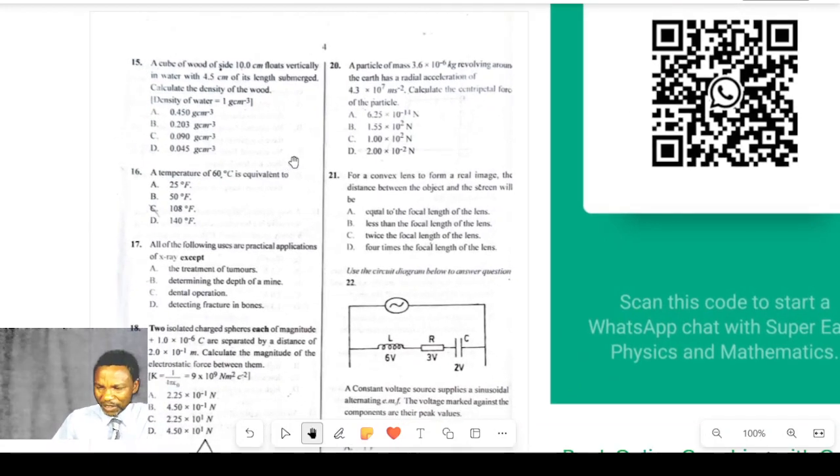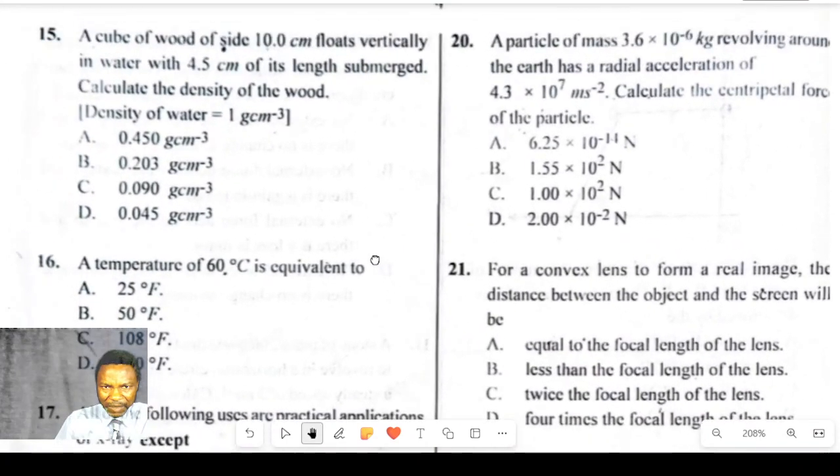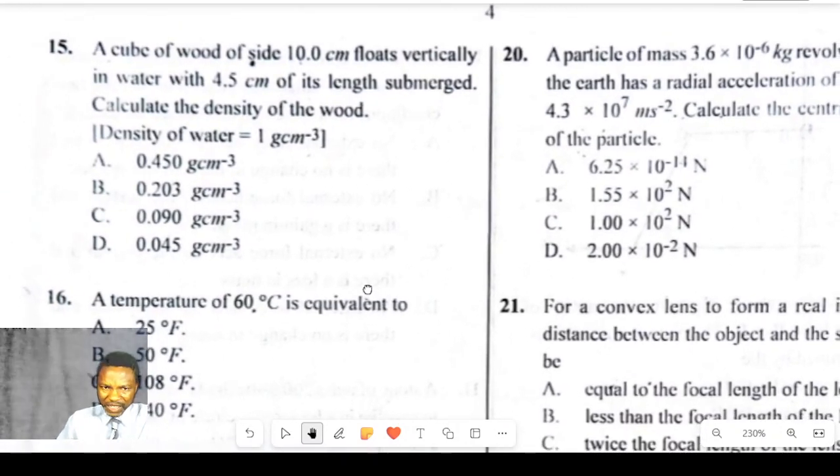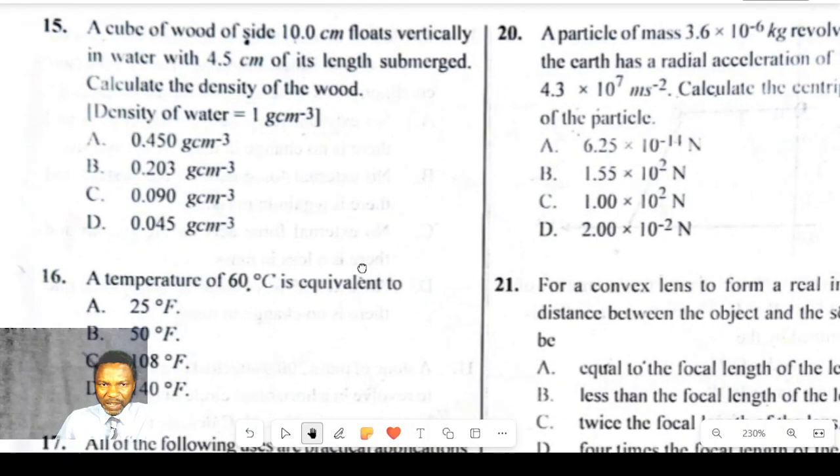Question 15. So let's just zoom in a bit, so we concentrate on one question at a time. I decided to use the questions the way WAEC presented them, so you know the format in which the question will appear. All right, so let's look at question 15.